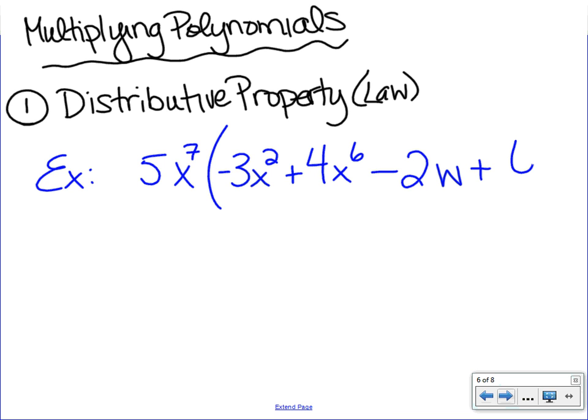All right, that's a large polynomial. It doesn't matter how big we make them, we're going to use the same process. We first take a look, there's my first term. I'm going to multiply it into the bracket. I'll give you a moment to take a look and start writing that down.